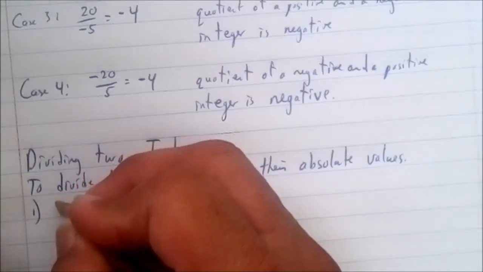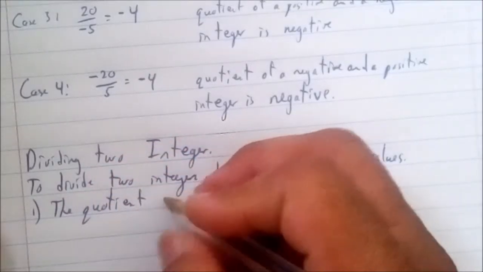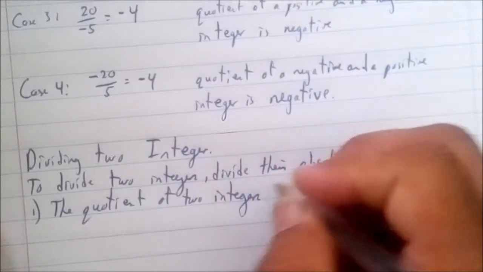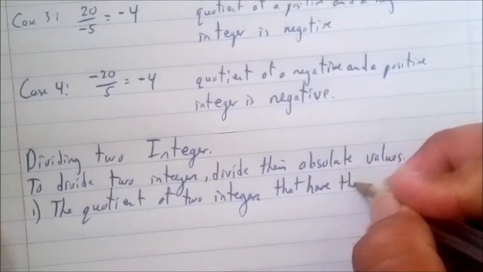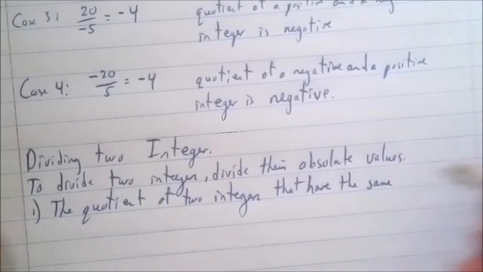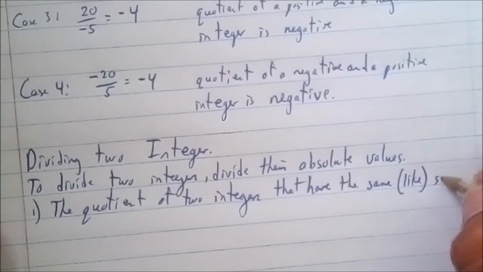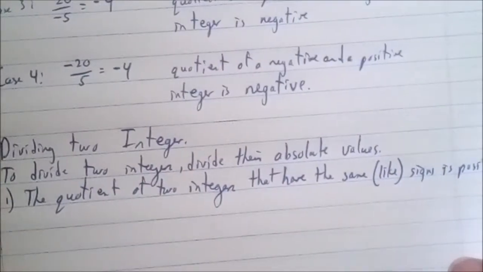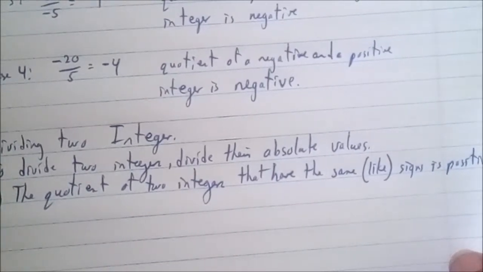So here now we have the quotient of two integers that have the same sign, and this same sign could be negative and negative, positive and positive. Okay, like signs is positive. Okay, it is positive. The quotient of two integers that have the same or like signs is positive.